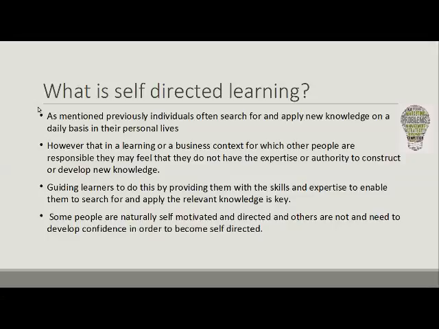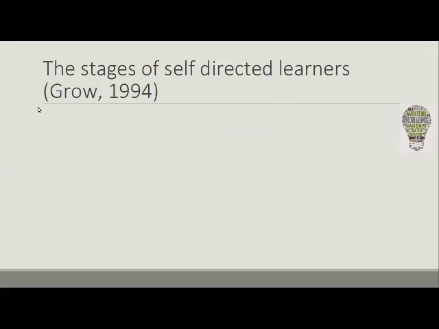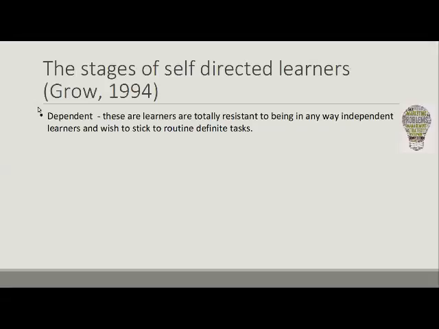Some people are naturally self-motivated and directed. Others are not and need to develop confidence in order to become self-directed. Grow developed a stage model which guided learners through stages of self-directed learning. There are 4 stages of self-directed learning. The first stage are dependent learners, which need to be given information.